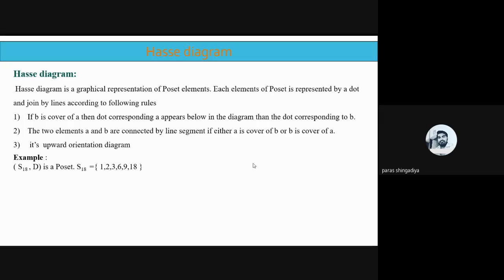Here one example is given: for S18 comma D, the relation is the divide relation, and S18 means the numbers 1, 2, 3, 6, 9, 18, the divisors of 18. So we'll identify the cover of each entry by using the divide relation. How many elements are there? There are 6 entries: 1, 2, 3, 6, 9, and 18. So the first entry is 1, and we look for the cover element of 1.